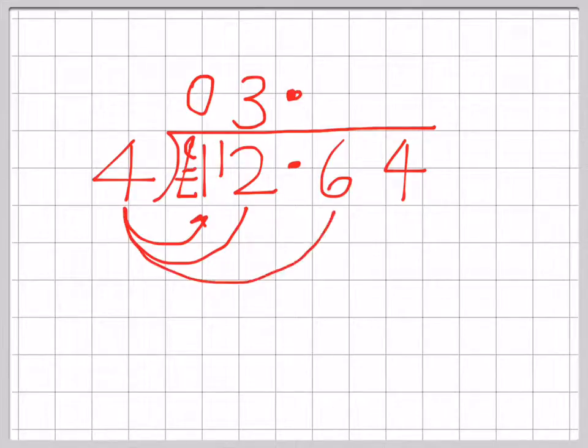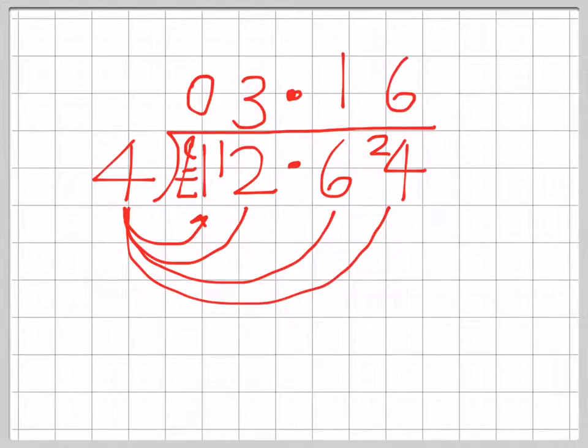How many 4s are there in 6? There's 1 remainder 2. And how many 4s are there in 24? There are 6, giving us an answer of £3.16.